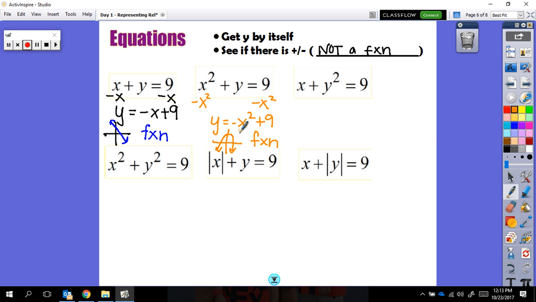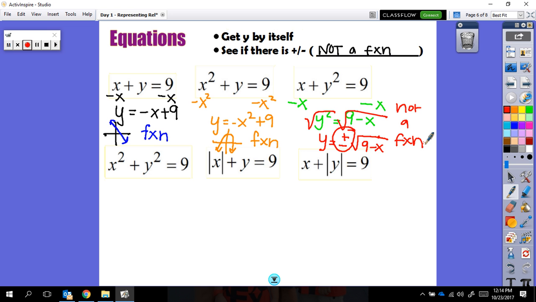There is no x that is matched to part of a graph up here and part of a graph down here. All right, here's where things get a little tricky. If we look at this next one, minus x, I get y squared equals 9 minus x. Then what do I have to do to get rid of the squared? I hope that you said square root both sides, because look what happens here. Y is equal to plus or minus square root 9 minus x. Here's that plus or minus. This one is not a function. Not a function. Okay?